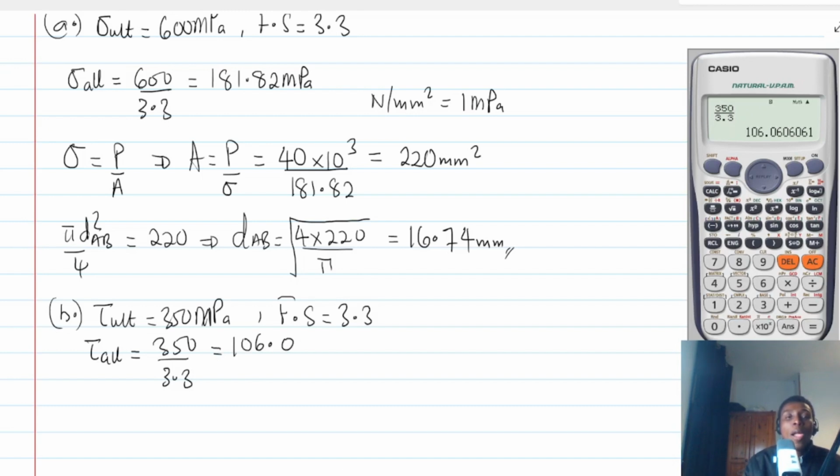So 106.06, let's just say 0.06. That's all. Megapascal. So that is the allowable stress, which we are going to use as our shear stress. And then, interestingly, we need to look at it carefully. Okay, let me do it this way. So we need to calculate.